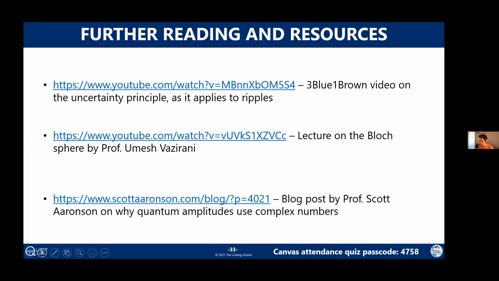A few further readings and resources. There are a few of them here. Like I said, I'll try and add in a few more things for next week that help us with visualization of rotations on the Bloch sphere.